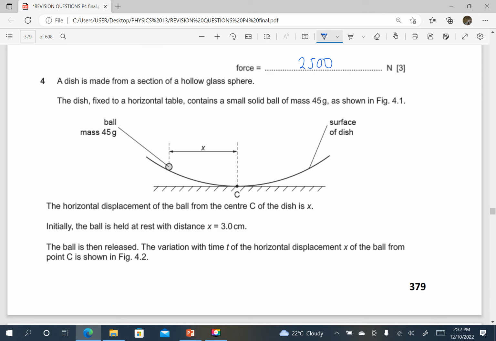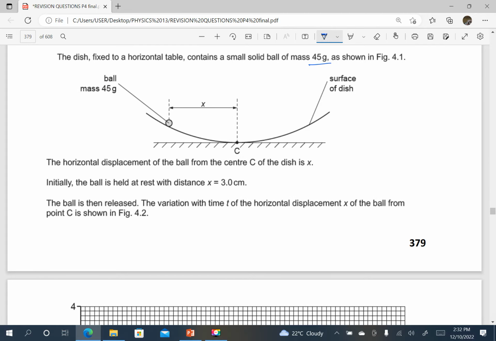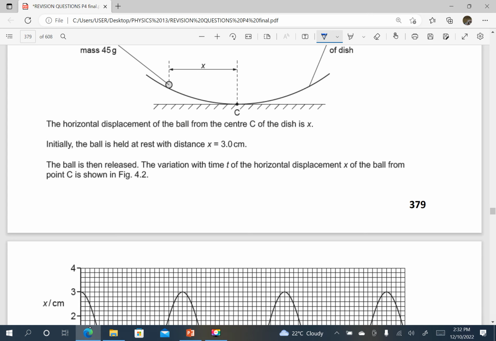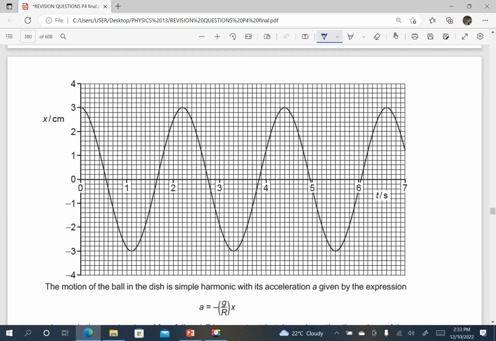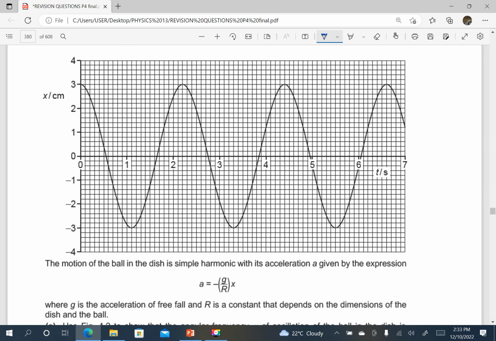A dish is made from a section of a hollow glass sphere. A dish fixed to a horizontal table contains a small solid ball of mass 45 grams. So the mass is 45 as shown here. The horizontal displacement of the ball from the center C of the dish is x. Initially, the ball is held at rest, x equals 3 centimeters. So this is going to be the maximum displacement, or the initial maximum displacement. The ball is then released. The variation with the time t of the horizontal displacement x of the ball from point C is shown here. So we are seeing the horizontal displacement.